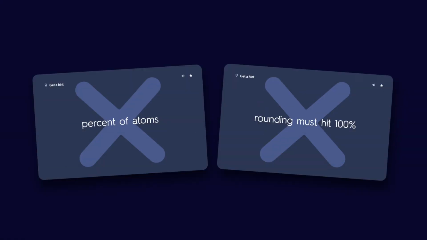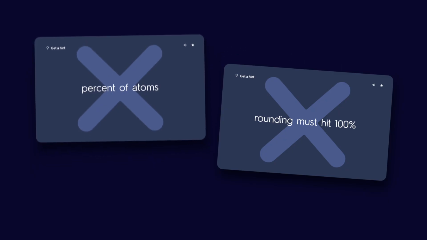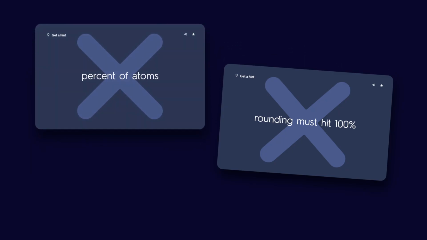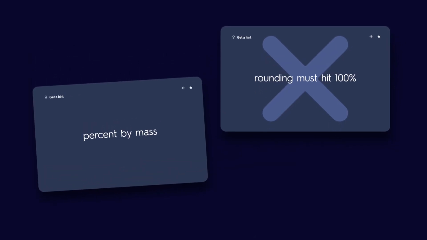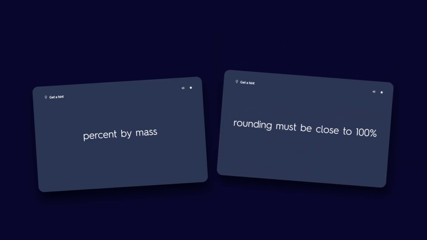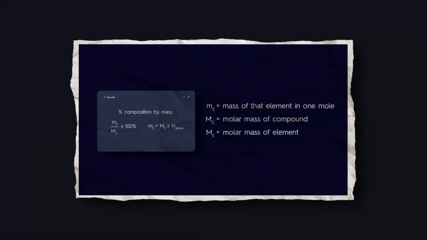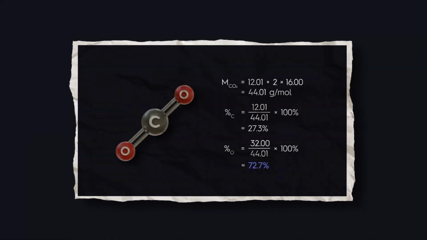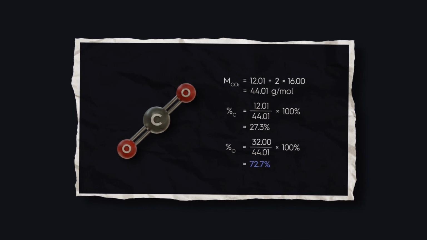Here are 2 quick fixes. First, percent composition is about mass, not about the number of atoms. Second, small rounding differences can cause the percent by mass values to add up to just under or just over 100%. That's completely normal. So far, you can state the definition, apply the percent by mass formula, and compute carbon and oxygen percentages in carbon dioxide.